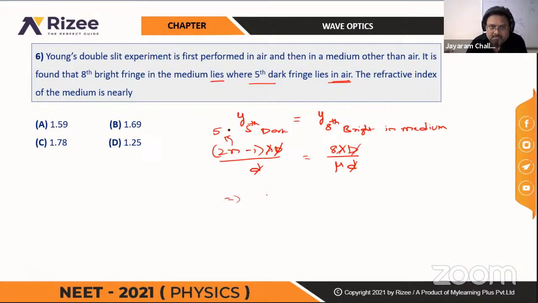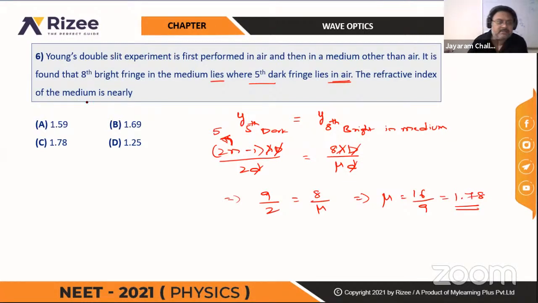So this will be 9, 10 minus 1, 9 by 2, is equal to 8 by mu. So when solving this, mu is equal to 16 by 9. 16 divided by 9 should be 1.78. This should be your answer.